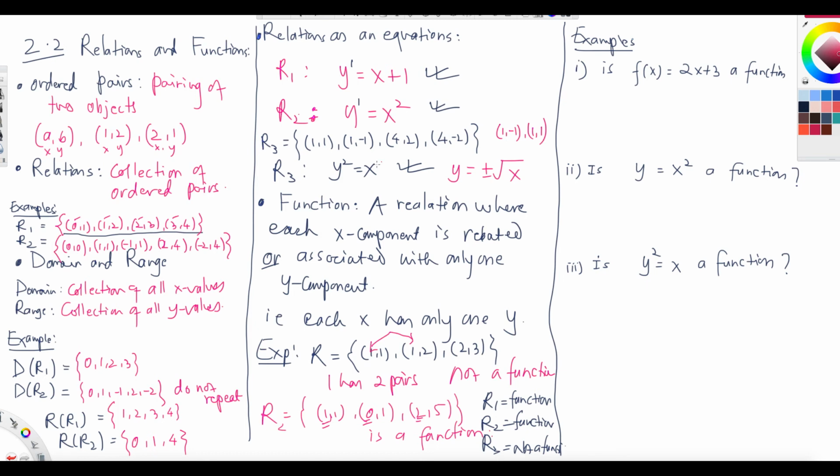So you can see that you can check the exponent of y. If the exponent of y is an even number, then the equation does not give you a function. If the exponent of y is an odd number, then it gives you a function.